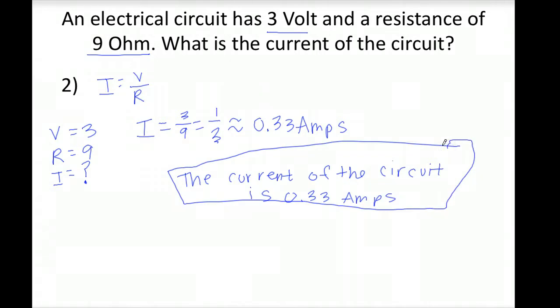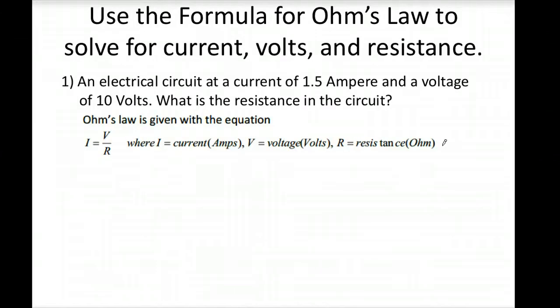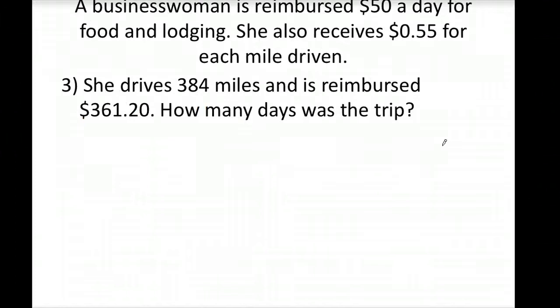All right, now let's look at a problem where we're not given the formula. We're going to have to create that one. And we're told for this one, a businesswoman is reimbursed $50 a day for food and lodging. She also receives 55 cents for each mile driven. Now we're told she drives 384 miles and is reimbursed $361.20. How many days was the trip?